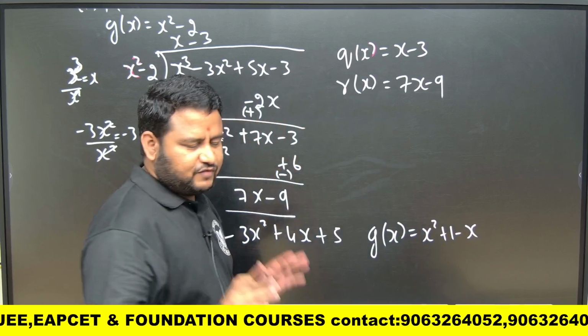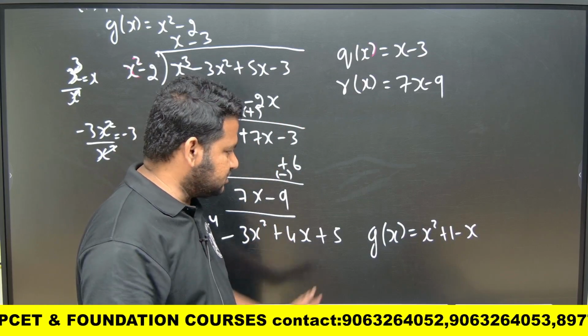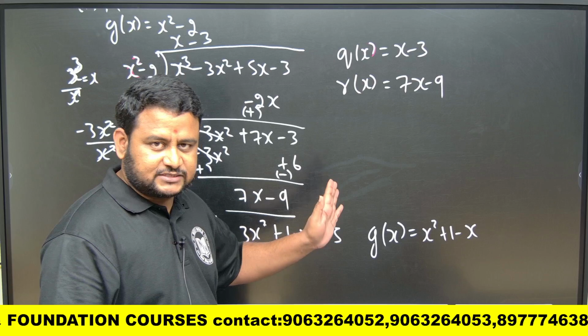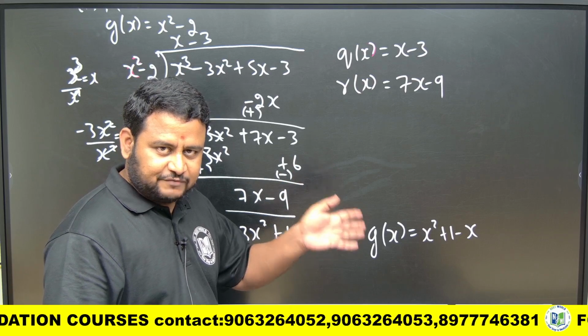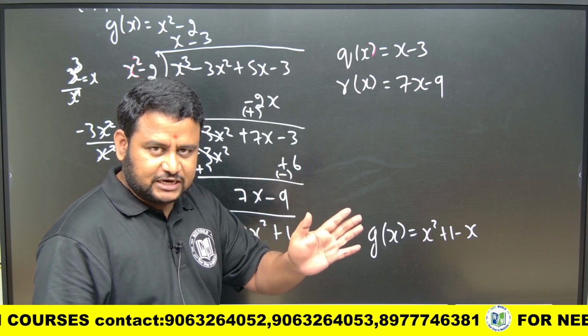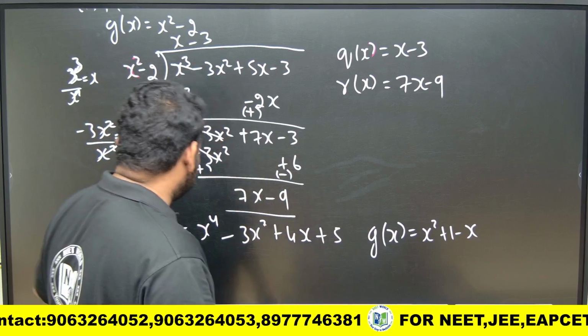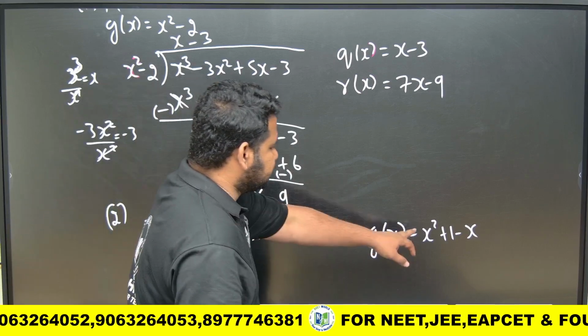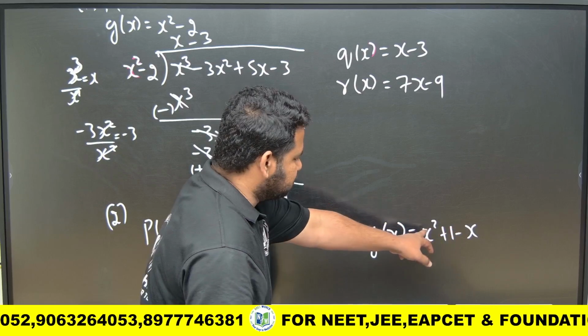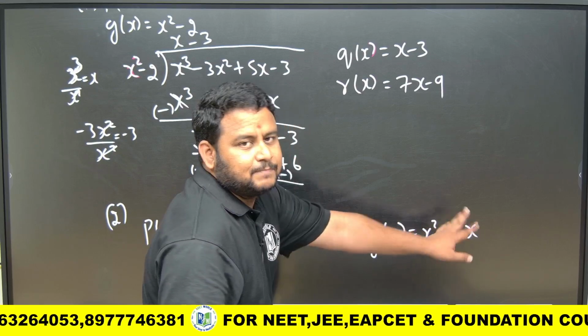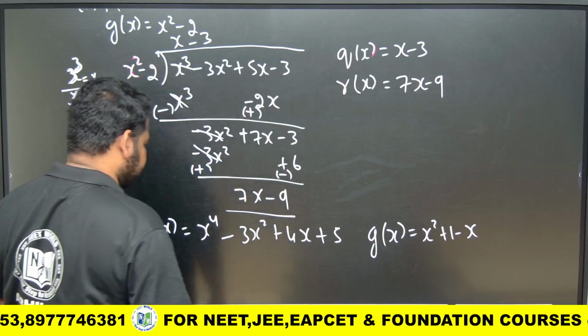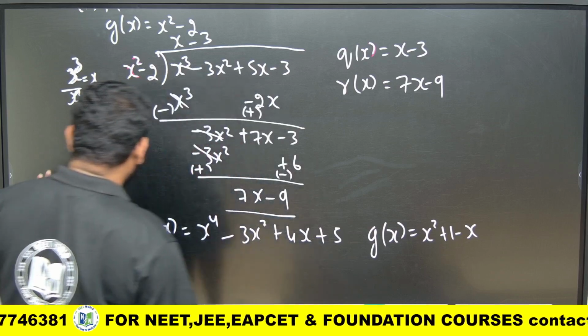First thing you have to understand, while solving these questions, arrange the terms accordingly. After x to the power of 4, x cube should come. After x cube, x square should come. After x square, x should come. Then constant should come. If it is not arranged, you arrange it. So here g of x is not arranged correctly. X square plus constant term, then minus x is there. So I should write it as x square minus x plus 1.